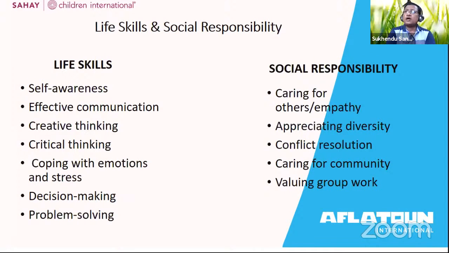Definitely, we all are social animals. We are taking too many things from society. At the same time, our responsibility is to give back to society. So we teach our children certain things you have to give back to your society: caring for others or empathy, appreciating diversity. I mean, every child needs to understand the diversity of everything.